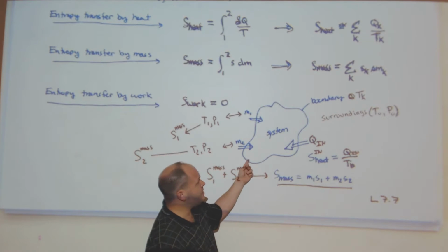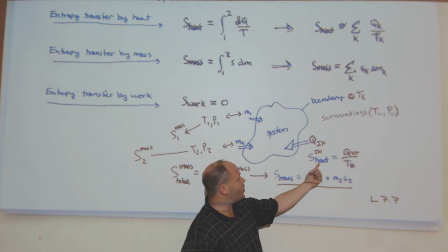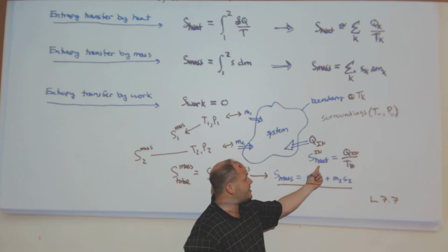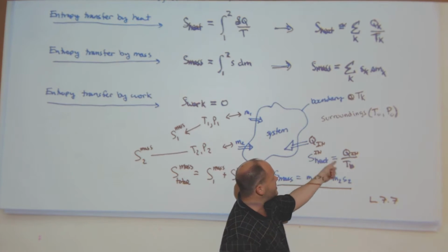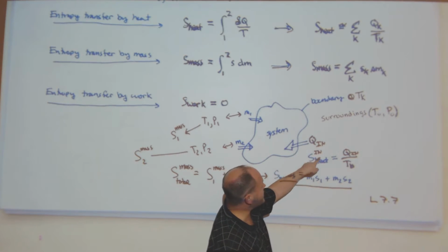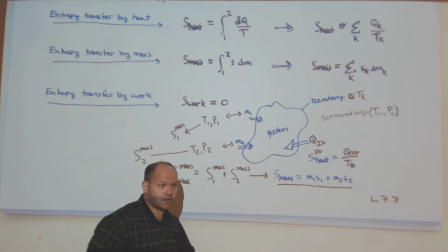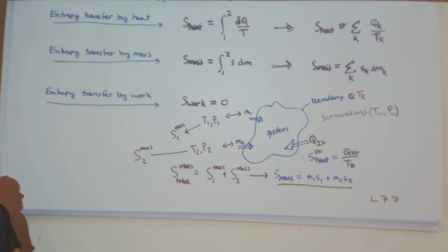And in this case, I have only heat coming in. So the entropy associated with heat entering is just the magnitude of Q in divided by the temperature of my boundary at which it's crossing. So that's a quick review on entropy balance.